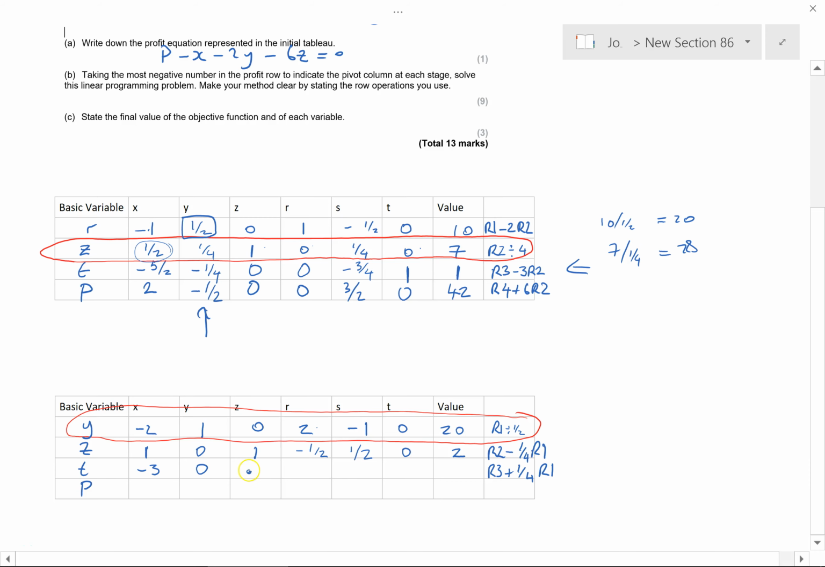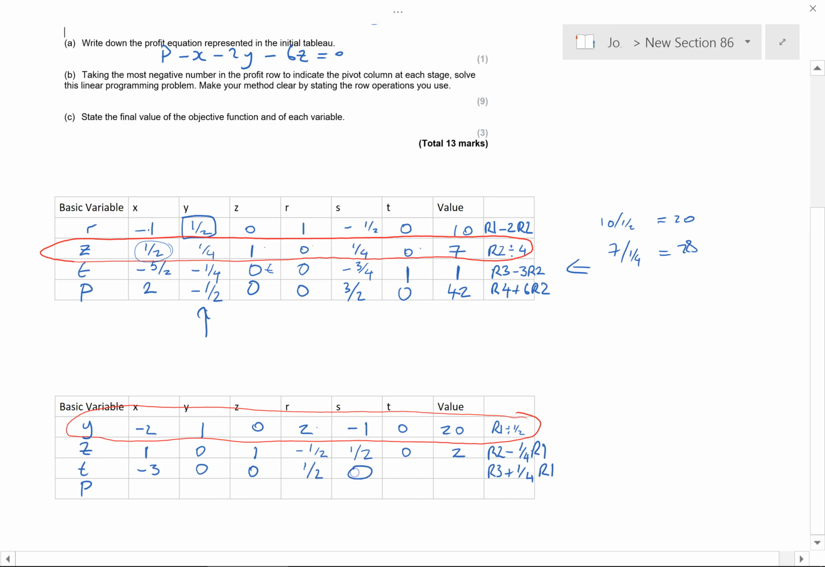Then this number here is equal to the 0 from before, but we've got 0 in here before anyway, so that's still 0. This number here is equal to the 0 from before, plus a quarter times 2. Quarter times 2 is half, so this number here is equal to half.